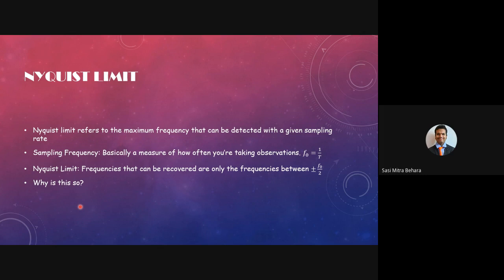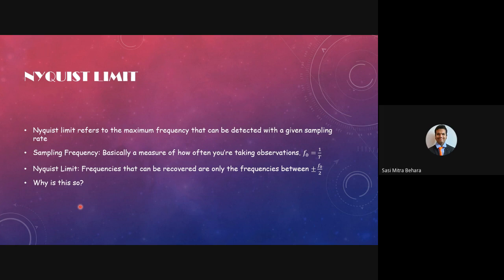Now, the Nyquist limit states that the frequencies that you can recover from the data are just the frequencies between plus f naught by 2 and minus f naught by 2. So if you have, let's say, a sampling frequency of 3 hertz, you cannot get anything more than 1.5 hertz from that. That's basically what the Nyquist limit says.